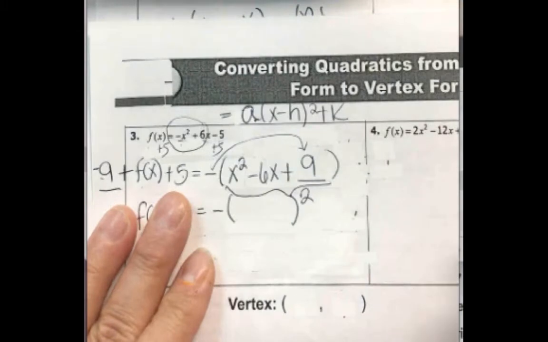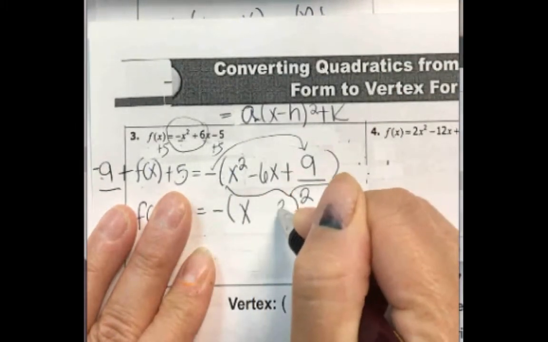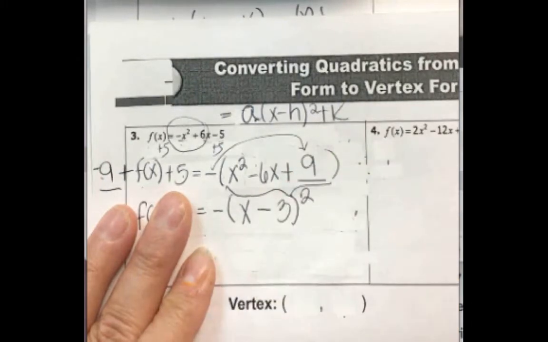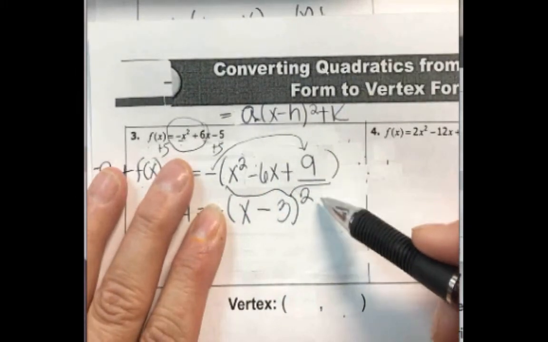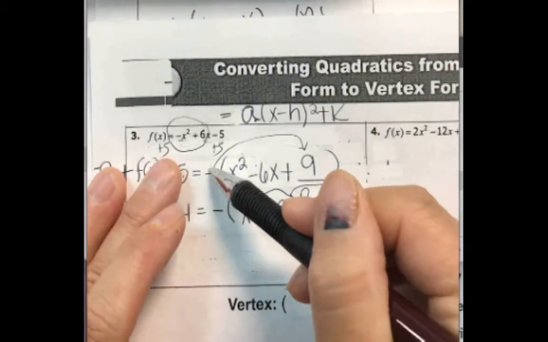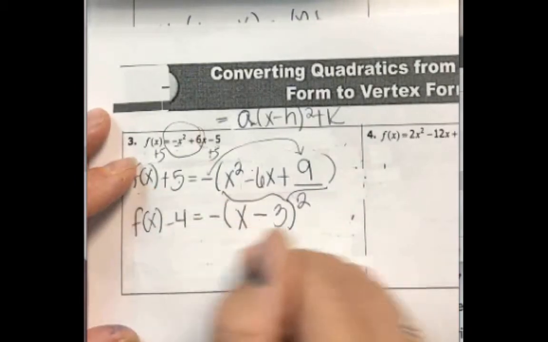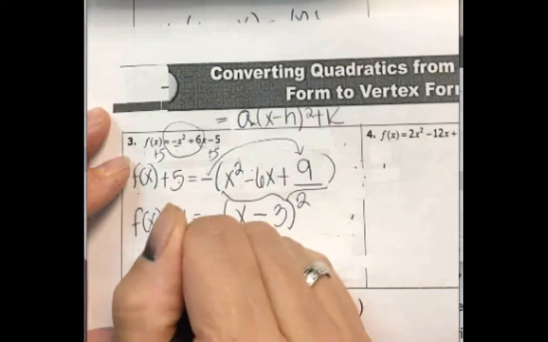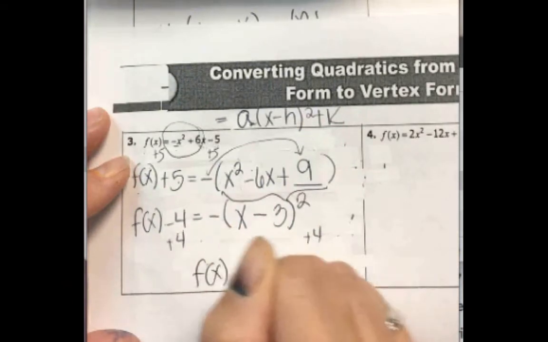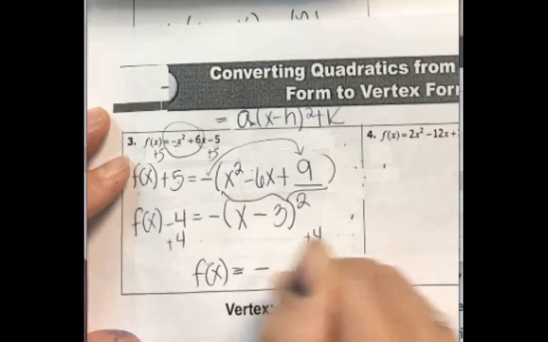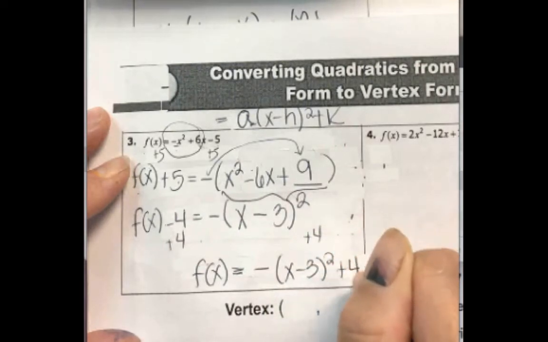On this side, I can now take the perfect square trinomial that I created and write it as a square binomial by square rooting the first and the last, which is an x and a 3, and using the sign on the middle term. That's equivalent to x squared minus 6x plus 9, and then having the negative out in front takes care of that reflection over the x-axis. The final step is to swing that 4 back to the other side by adding it, and now it's in vertex form: f of x is equal to the opposite of x minus 3 squared plus 4. So the vertex is at 3.